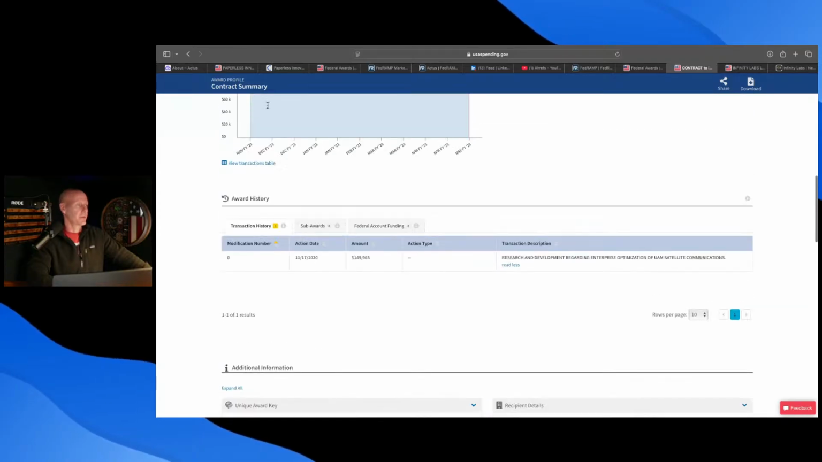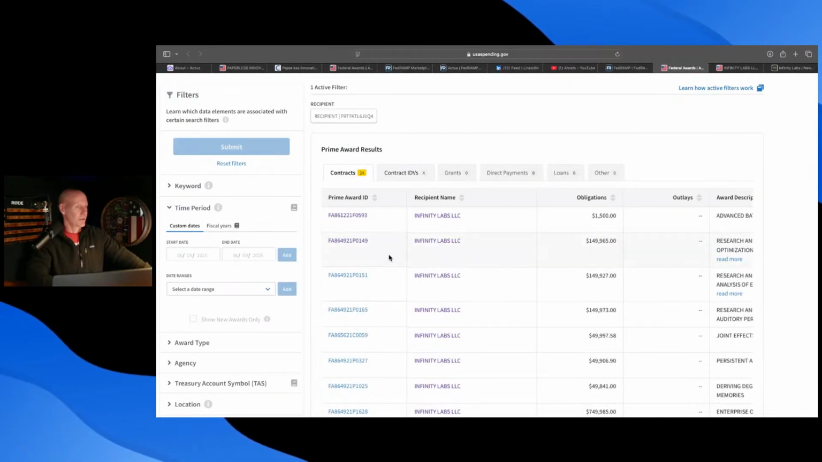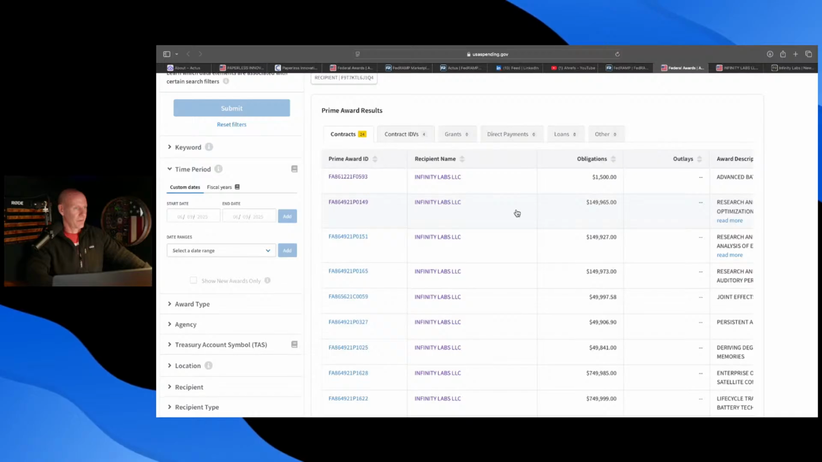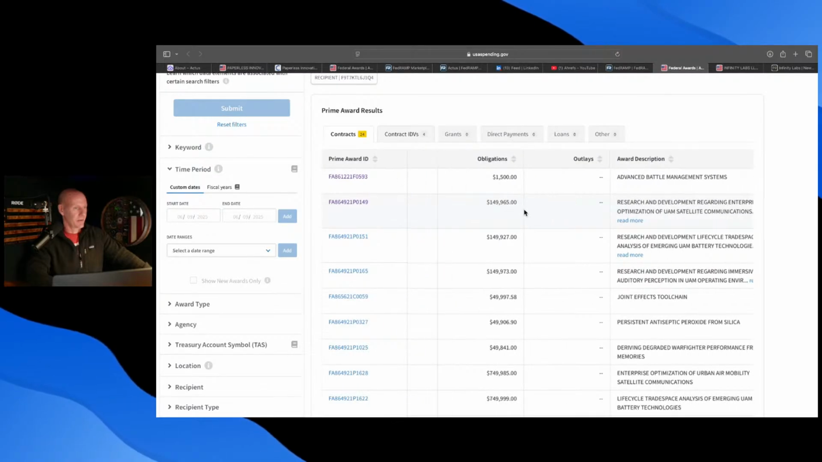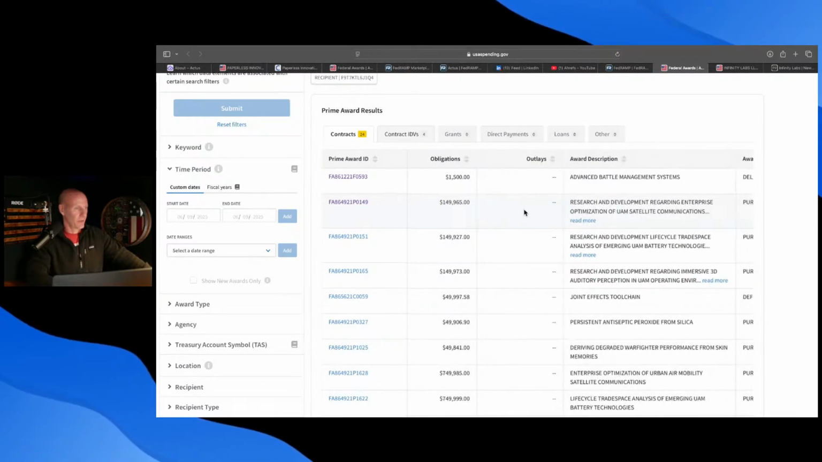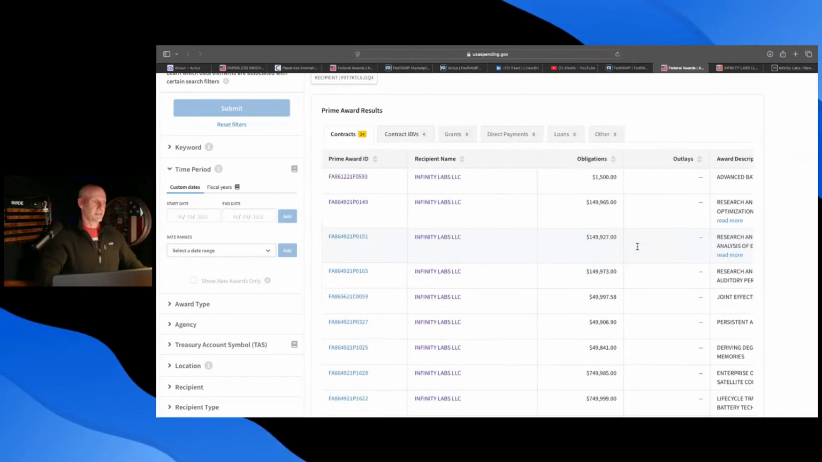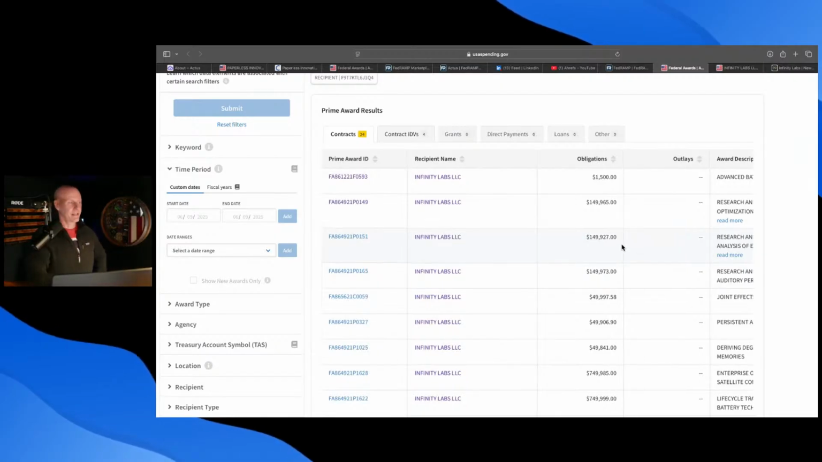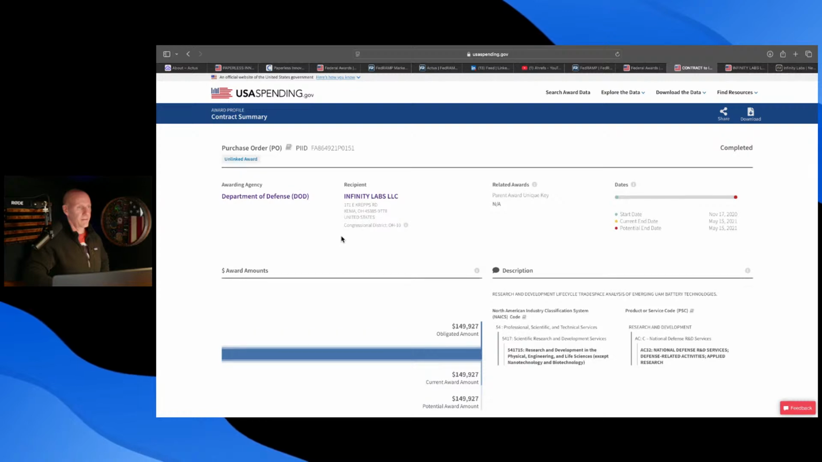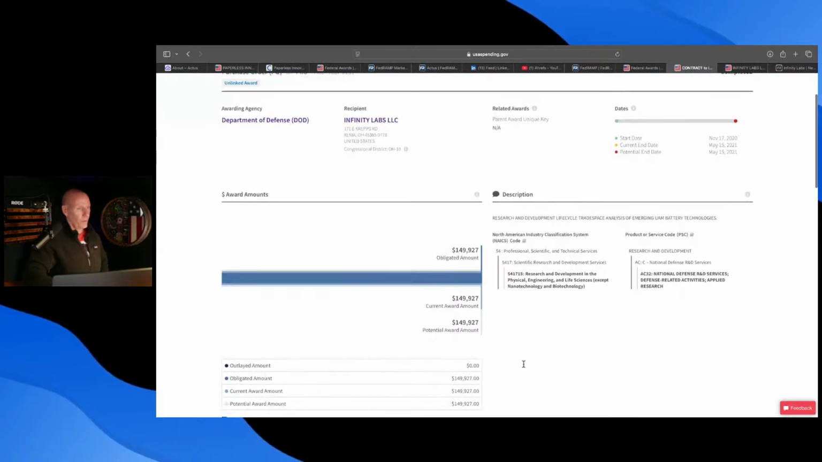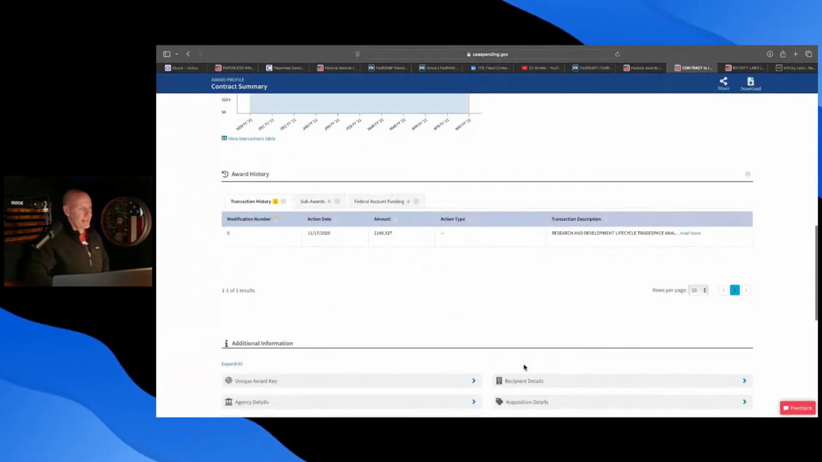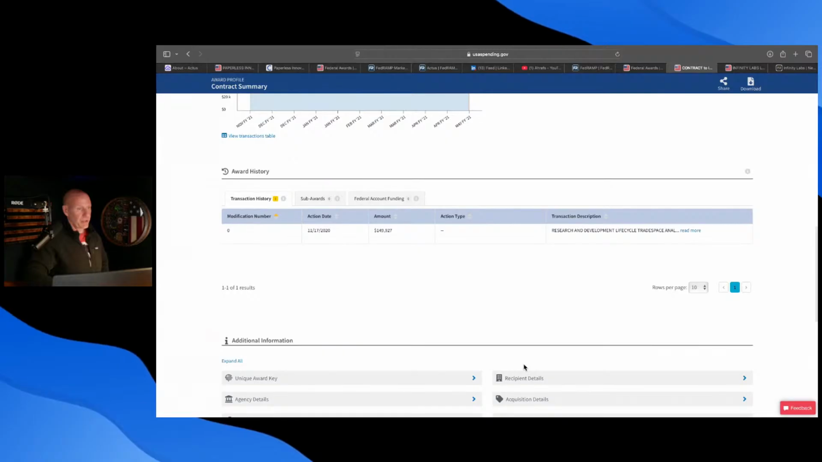Okay, so that's what it looks like. It looks like there's their first contract. The real one is going to be that SBIR, which looked to me like an SBIR phase 1. This one is almost the exact same amount. Research and development and life cycle trades, UAM battery technology. And this is a different topic, it looks like to me, which makes me think that they maybe have won multiple SBIRs.